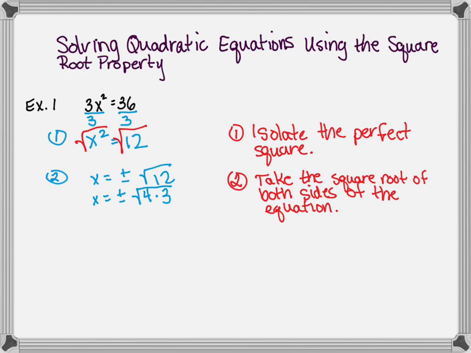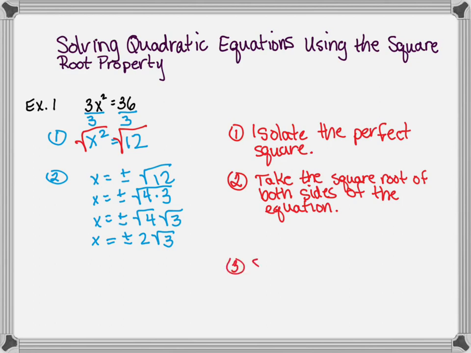So what's the largest perfect square factor of 12? That would be 4. So I can rewrite this as x equals plus or minus the square root of 4 times 3. And now I can break apart the radicals. So x equals plus or minus the square root of 4 times the square root of 3. And the square root of 4 is 2. So x equals plus or minus 2 radical 3.